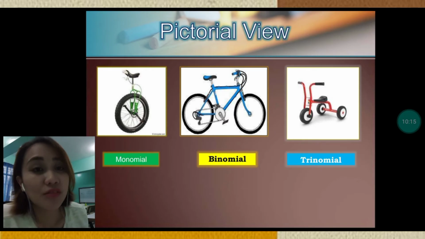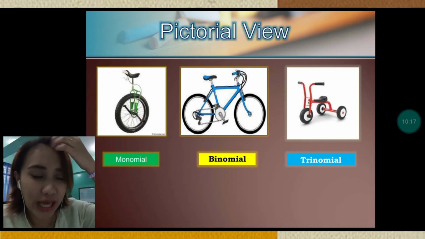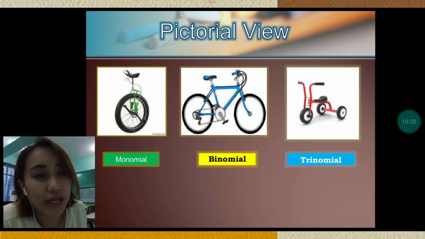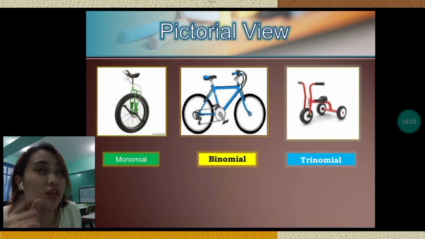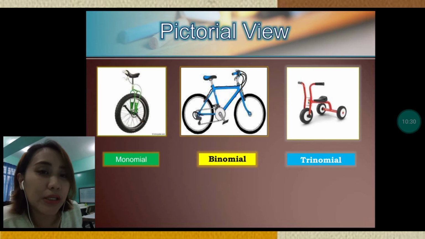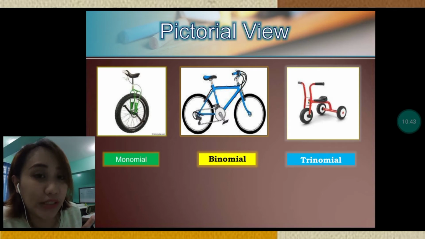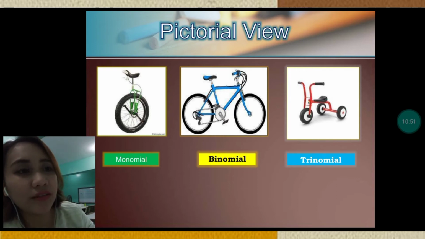Now think of it this way, if you would like to picture it out. A monomial is just like a monocycle which has one wheel. So if there is only one term, that's a monomial. Binomial can be compared to a bicycle. A bicycle has two wheels. So if you say binomial, there should be two terms. And trinomial can be compared to a tricycle, which has three wheels. So a trinomial has three terms. So that's how we can picture it visually.